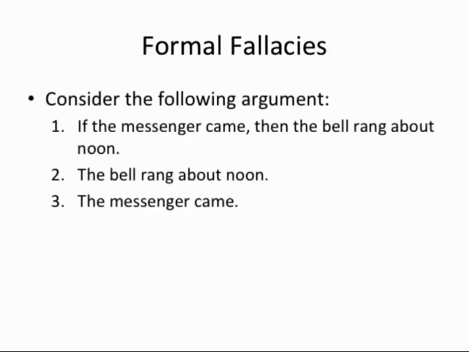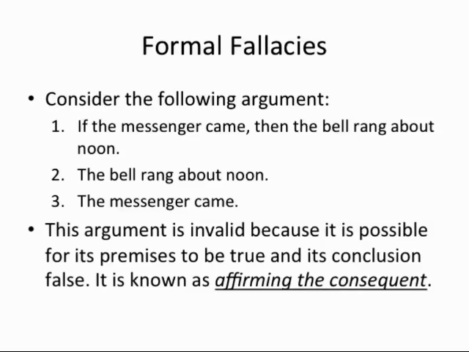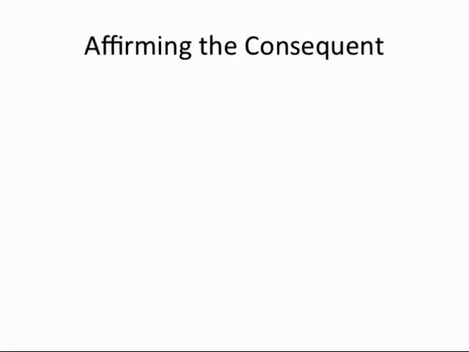Consider the following. Premise 1, if the messenger came, then the bell rang about noon. Premise 2, the bell rang about noon. Conclusion, so the messenger came. Now, this argument is invalid because it is possible for its premises to be true and its conclusion false. It's known as affirming the consequent.